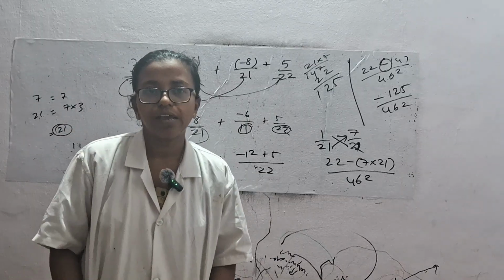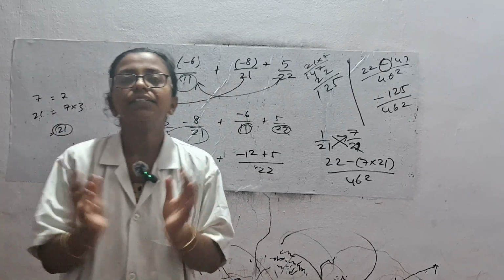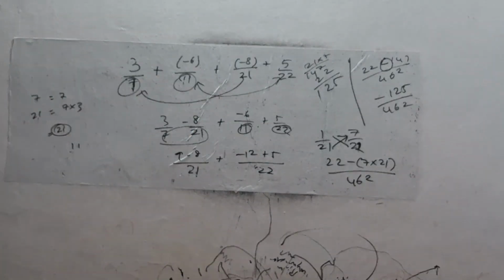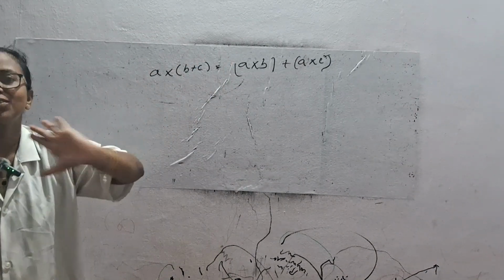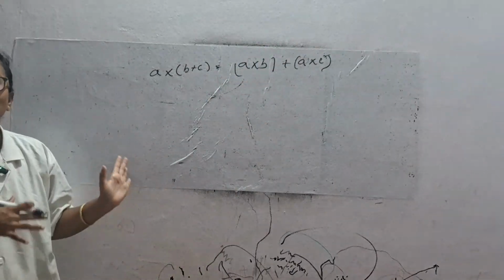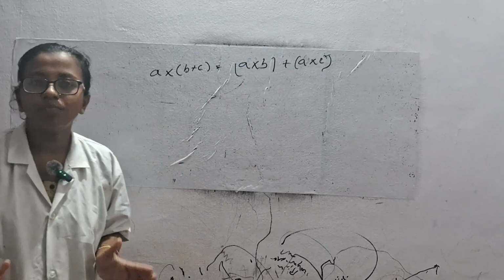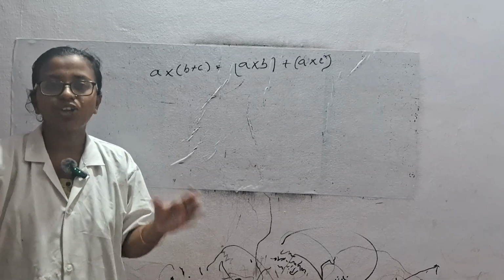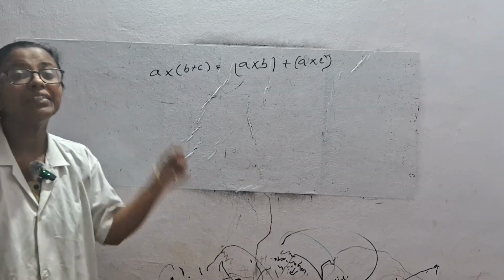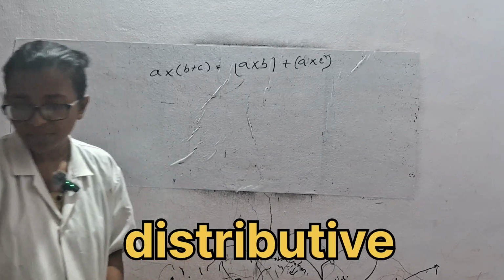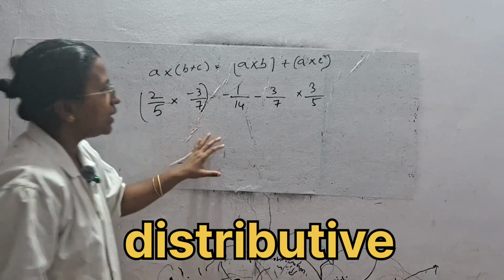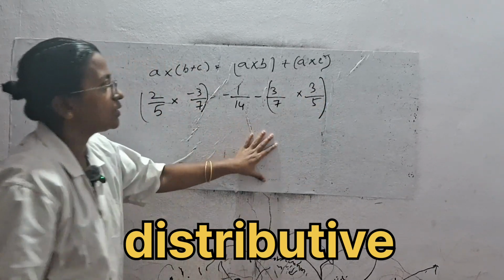Next we are going to talk about the distributive property. Distributive means just sharing the number with both B and C. That is called sharing: A into B plus A into C. In mathematics, we are using addition and subtraction, but normally distributive means sharing. So A is shared for both B and C. This is the distributive property. Using this, we can solve problems. It is A cross B plus A cross C. That's it.